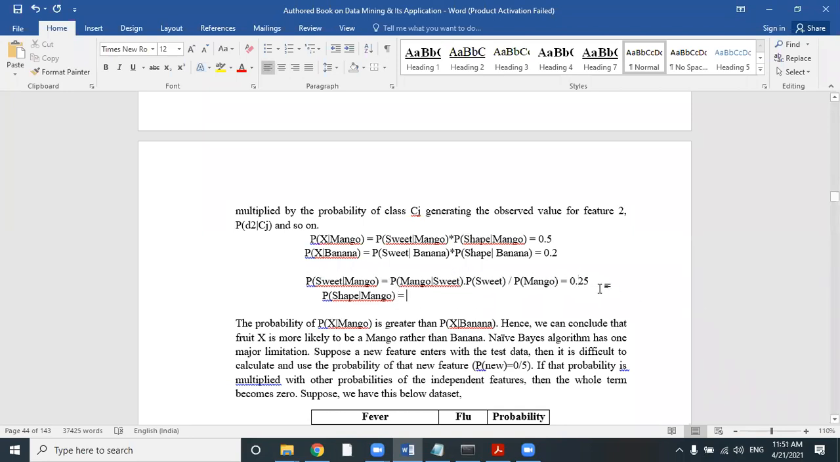Okay, so when these two are multiplied, it will give the entire probability 0.5, right? So probability of shape given mango, how can we calculate this one? Everything is the same. Instead of sweet, we will use the shape feature here: probability of mango given shape times probability of shape, total, divided by probability of mango.